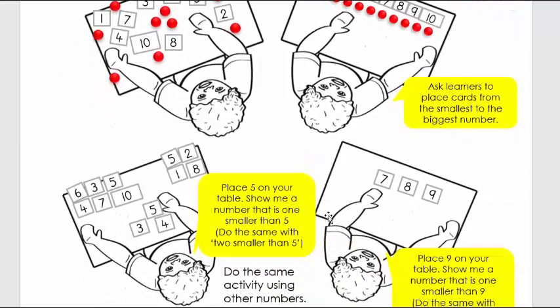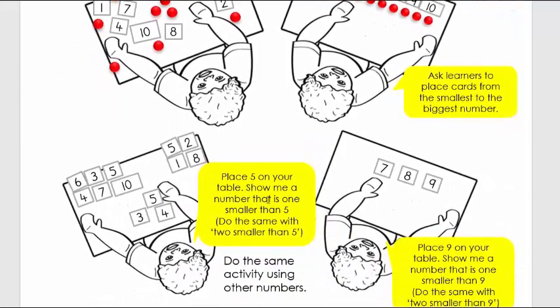Then the next activity is we're going to ask them to place 5 on the table in front of them. And then what they need to show is a number that is smaller than 5. And then we can repeat it by asking to show a number that is bigger than 5.